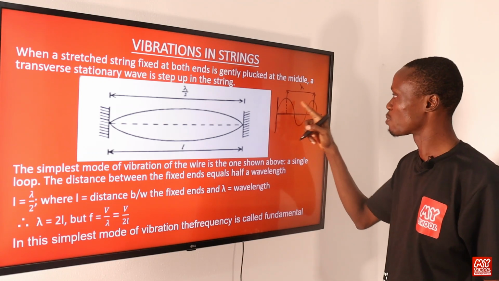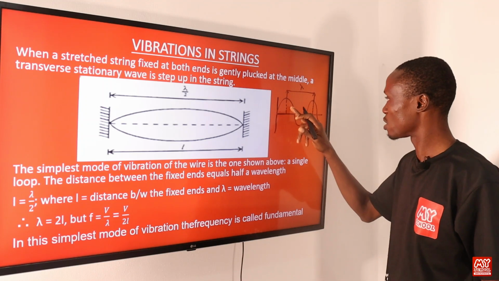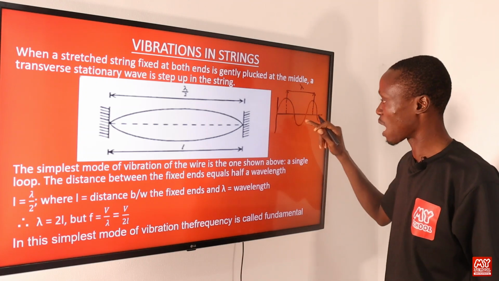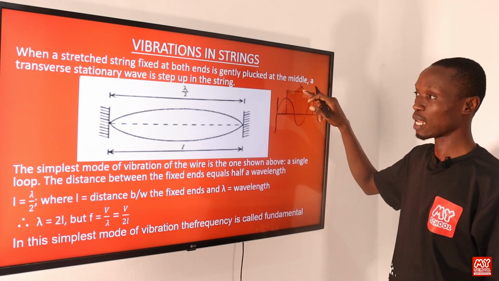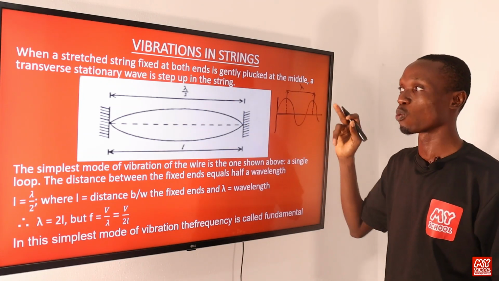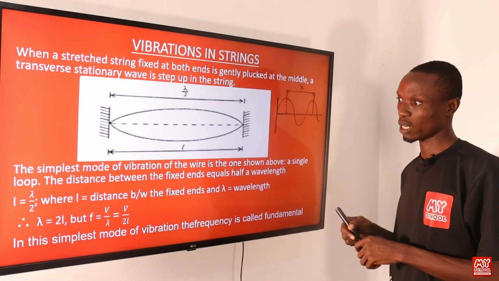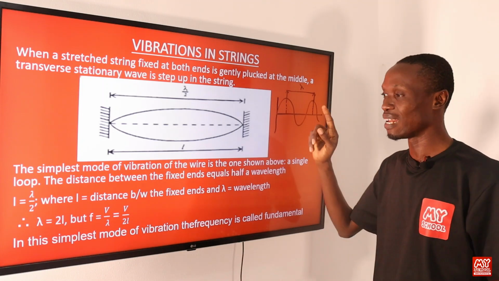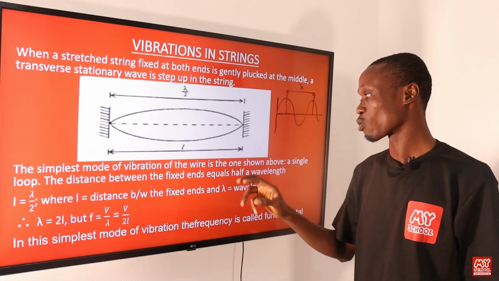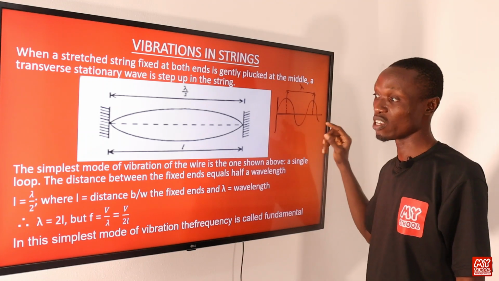If we join these two halves together, we will have 1 full loop, which is equal to 1 lambda. But if you check this diagram, we only have 1 loop. In that case, that 1 loop is equal to 1 wavelength divided by 2, and that is also equal to the length of the string. So the simplest mode of vibration of the wire is what is shown above, which is just a single loop.